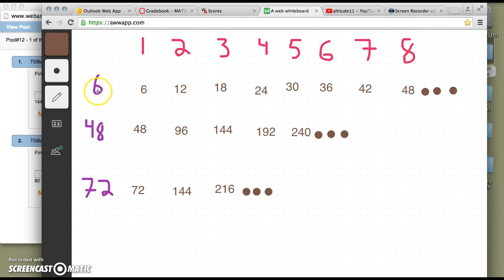Because notice, take a look at some of your multiples of 6: 12, 18, 24. All of these multiples aren't even up to your first multiple of 72.